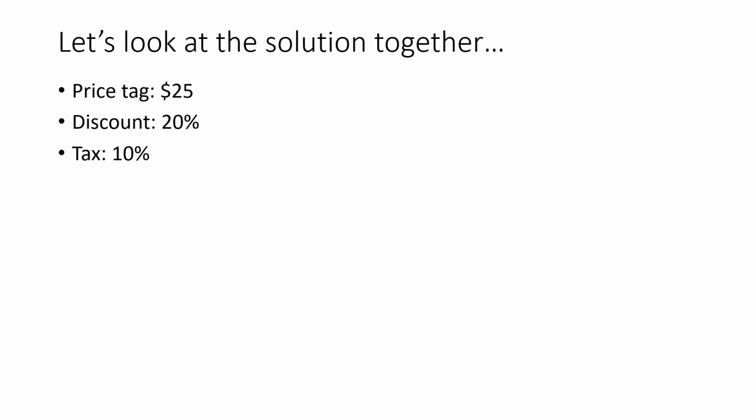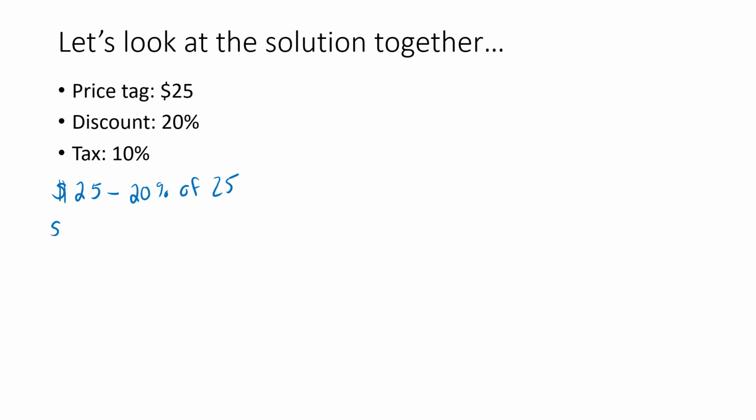I'm actually going to talk through this a couple different ways because of the way I'm going to set up this problem in a little bit. So the price on the price tag is $25. The discount is 20% and the tax is 10%. So essentially we've got two problems here. One way that you might think of this is the discounted price is $25 minus 20% of 25. That's essentially what we're doing because we're taking something off.